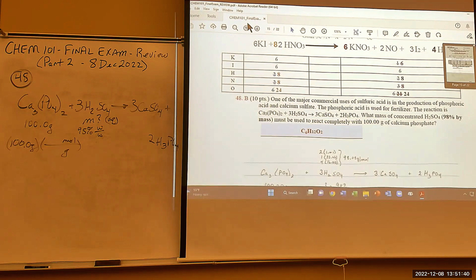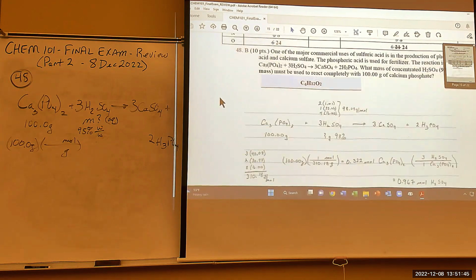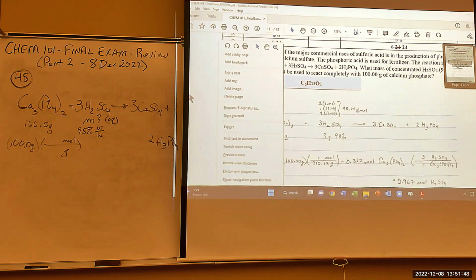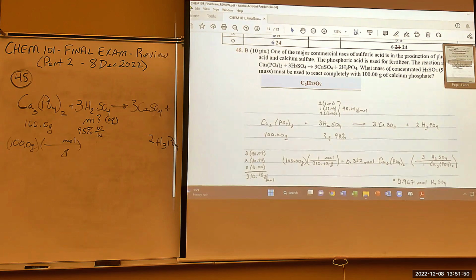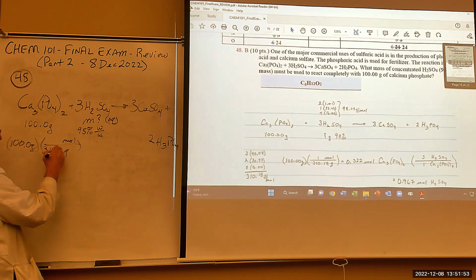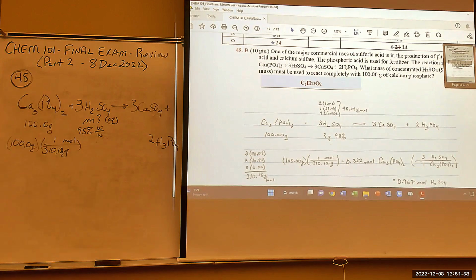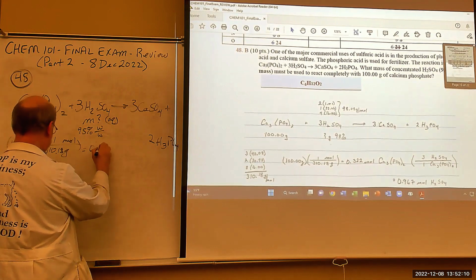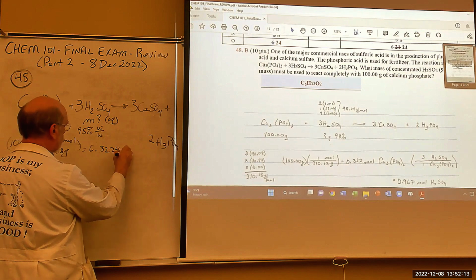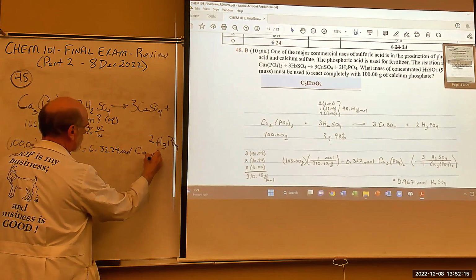Let me scroll a little bit. It'll save me time in calculating it. 310.18. 310.18 grams per mole for calcium phosphate. So that's 100 divided by 310.18 is 0.3224 moles of calcium phosphate.